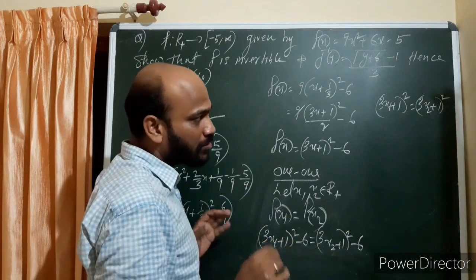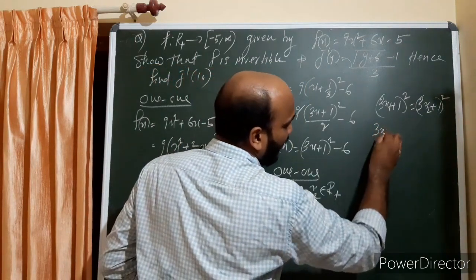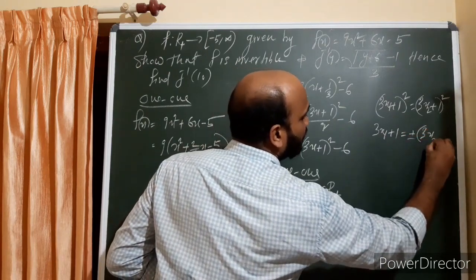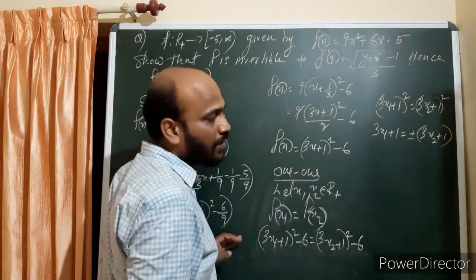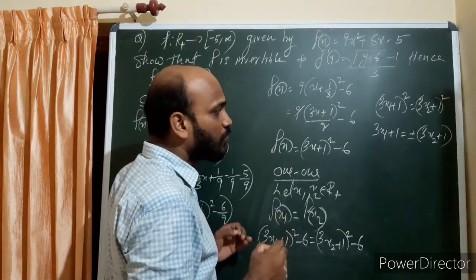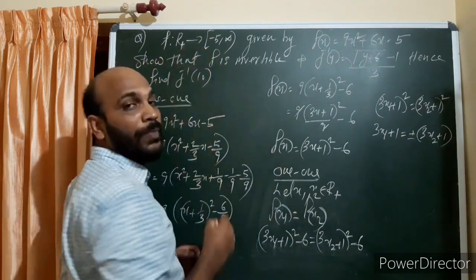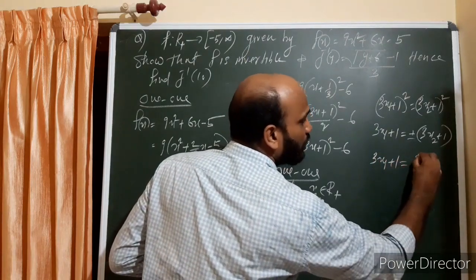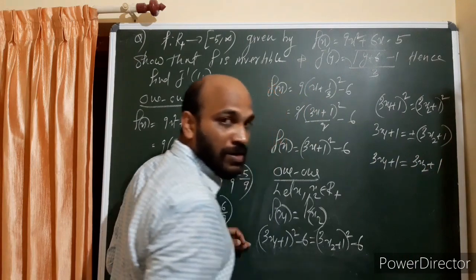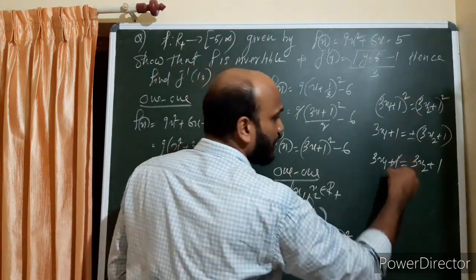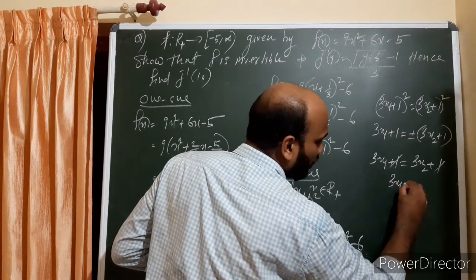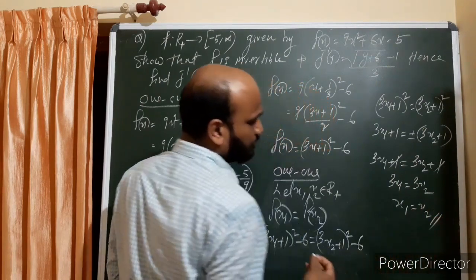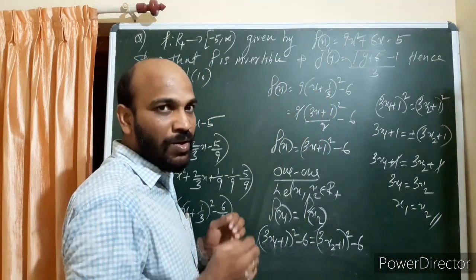Taking square root on both sides, you will get 3x1 plus 1 is equal to plus or minus 3x2 plus 1. Here we cannot take the negative value because x1, x2 belong to the domain. Domain is R plus. So you have to take like this. 3x1 plus 1 is equal to 3x2 plus 1. So we can cancel 1 from both sides. So we get 3x1 equal to 3x2, which implies x1 equal to x2. Means the function is clearly one-one.